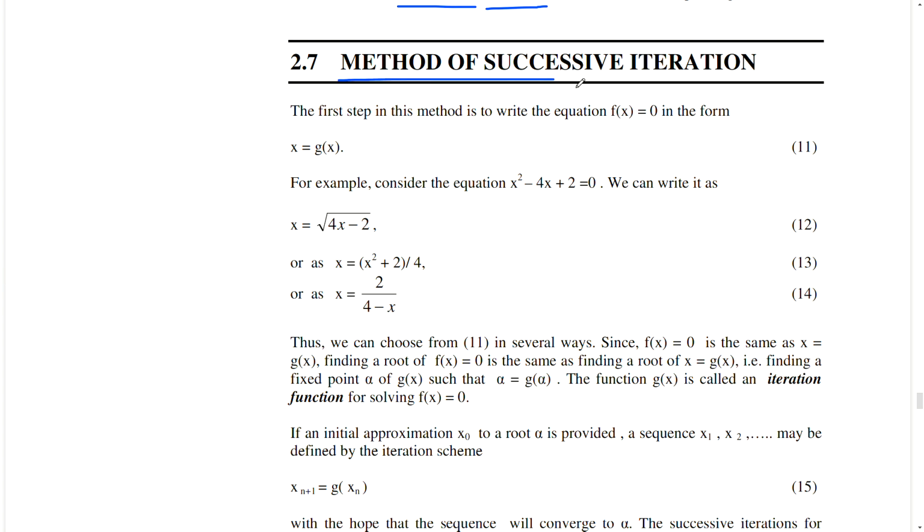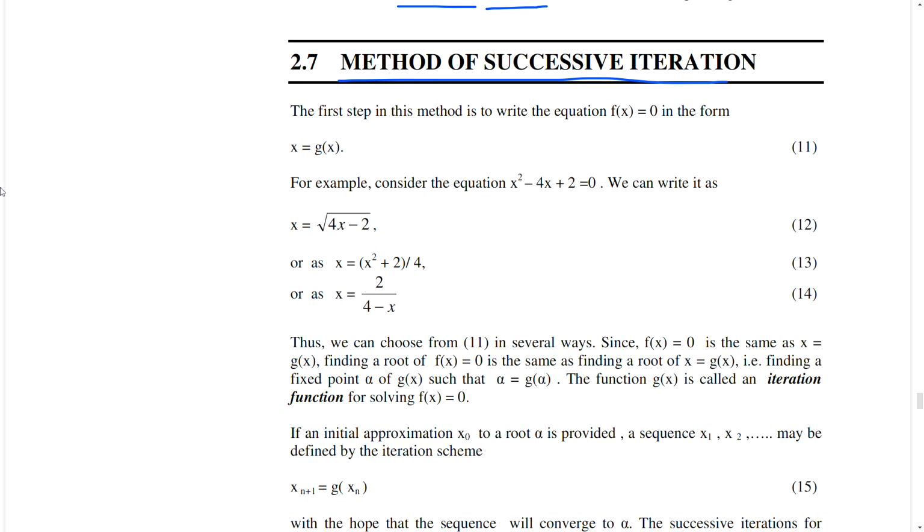Method of successive iteration. The first step in this method is to write the equation f(x) equal to 0 in the form x equal to g(x). For example, consider the equation x² − 4x + 2 equal to 0. We can write it as x equal to root over (4x − 2), or as x equal to (x² + 2) by 4, or as x equal to 2 by (4 − x). Thus, we can choose g(x) in several ways since f(x) equal to 0 is the same as x equal to g(x). Finding a root of f(x) equal to 0 is the same as finding a root of x equal to g(x), that is finding a fixed point alpha of g(x) such that alpha equal to g(alpha). The function g(x) is called an iteration function for solving f(x) equal to 0.